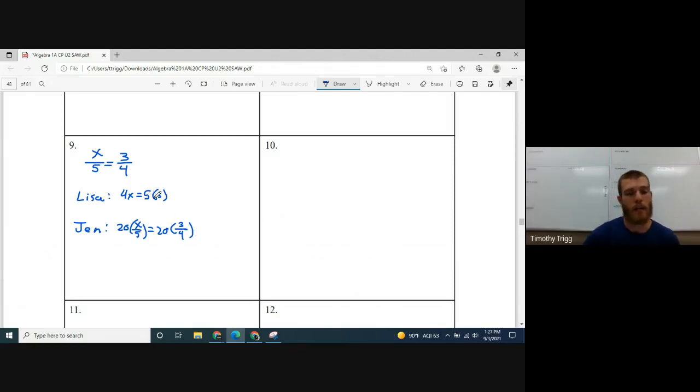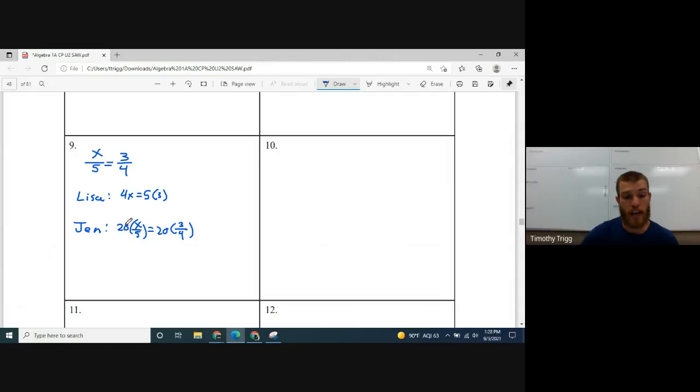So for Lisa's method, how did she get this step? Well, she cross multiplied. You could see that 4 times x and then 5 times 3. For Jen's method, she's multiplying by the lowest common denominator. So for 5 and 4, those two denominators here, the lowest common denominator is 20. So they're multiplying both sides by 20. And that'll cancel out the fraction.